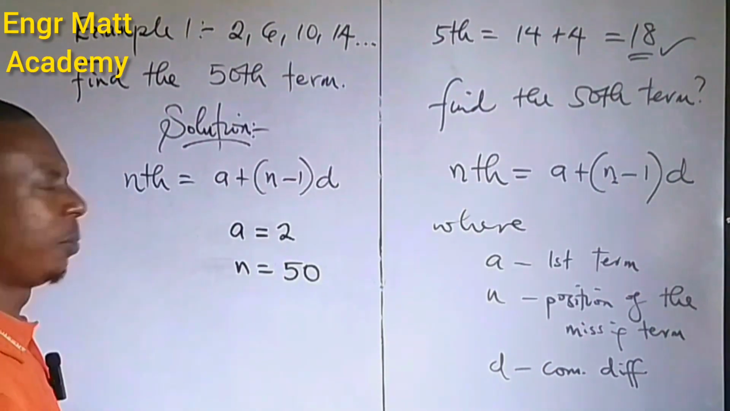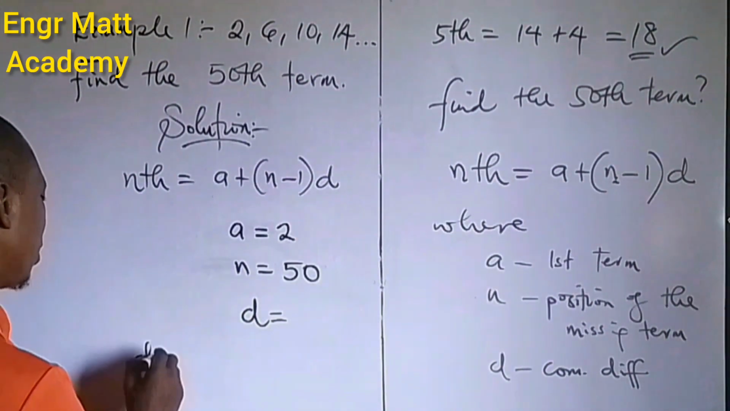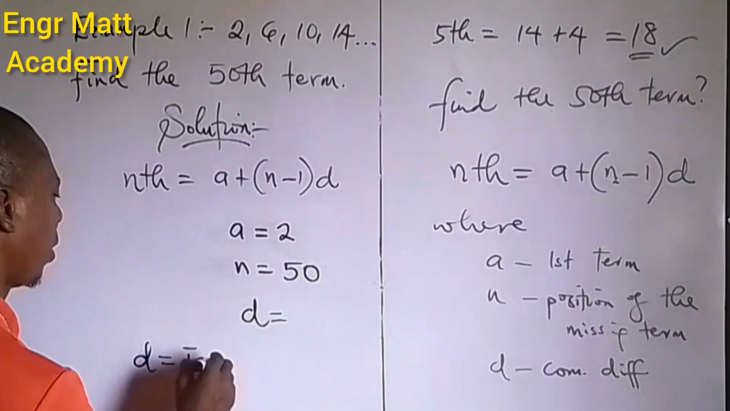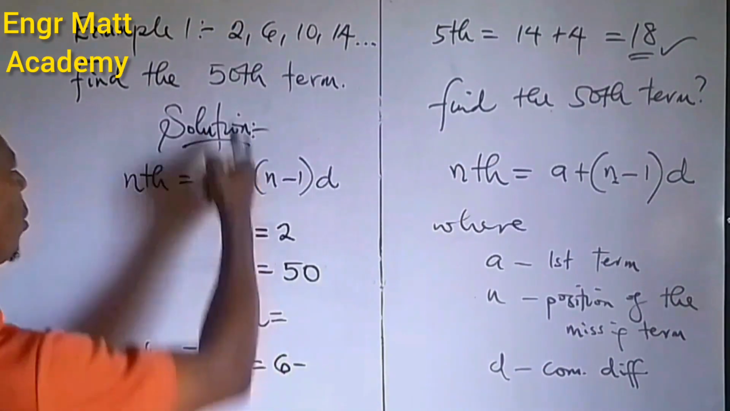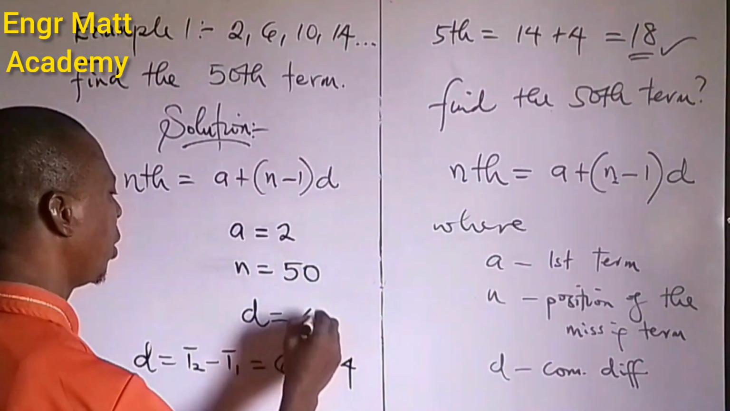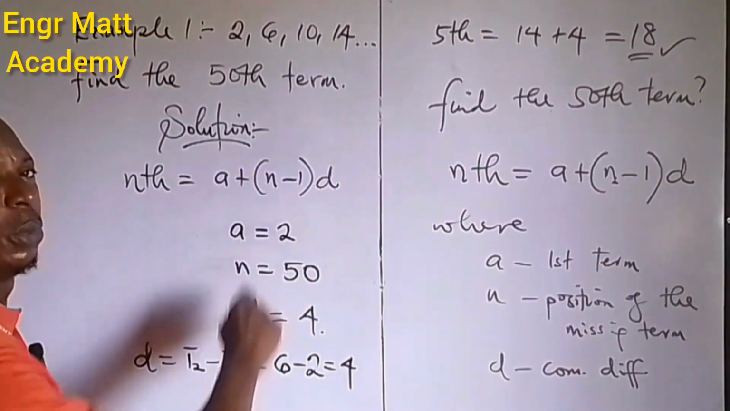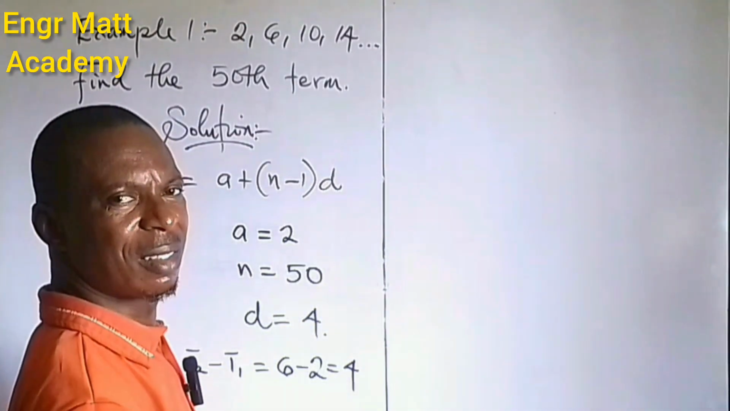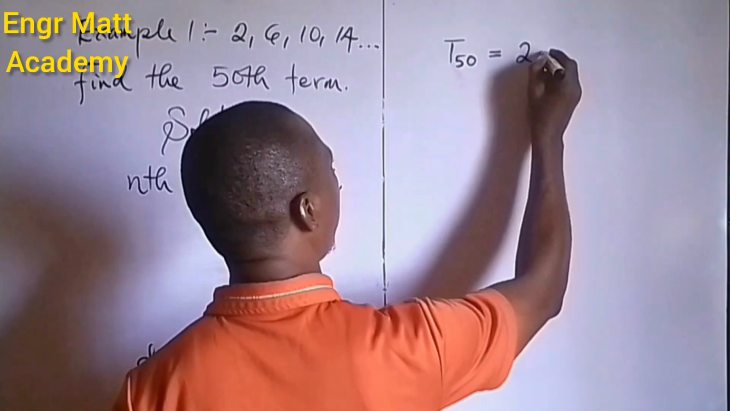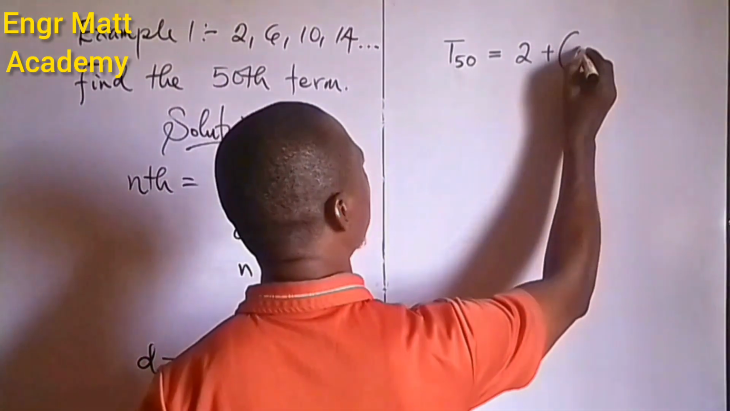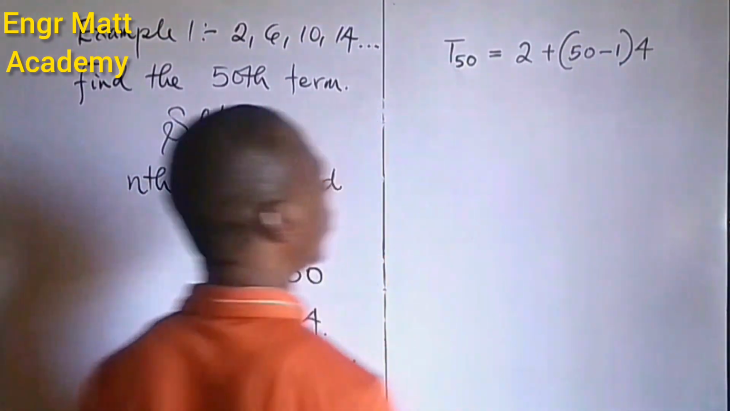What about d? d is the common difference, and we have said that d is equal to the second term minus the first term. If we do that, the second term is 6 minus the first term 2, which is 4. So d is 4. Now we substitute these values into the formula. That is, the 50th term is equal to 2, which is a, plus n, which is 50, minus 1, multiplied by 4, the common difference.